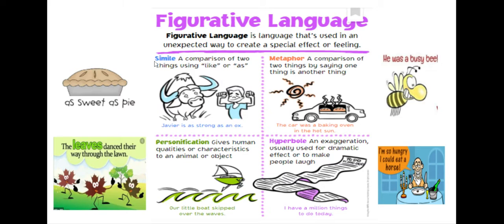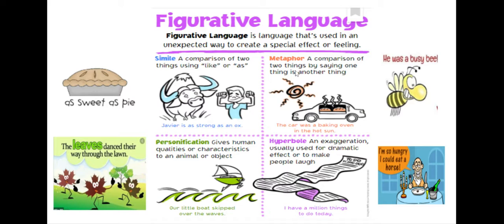First of all, over here, we have the simile. A simile is a comparison of 2 things using like or as. So you must have this word in the sentence in order for it to be a simile. Your 2 examples are Xavier is as strong as an ox. You hear the word as. Xavier is as strong as an ox. We also have right here, as sweet as pie. Do you hear the most important words, like or as?